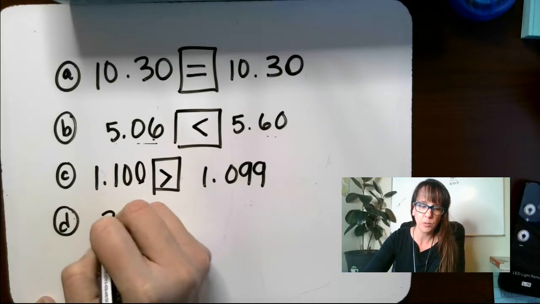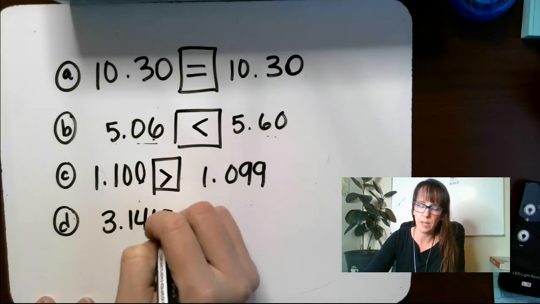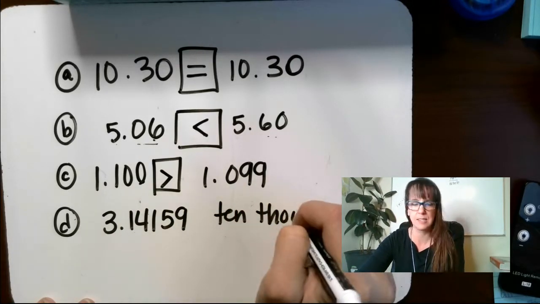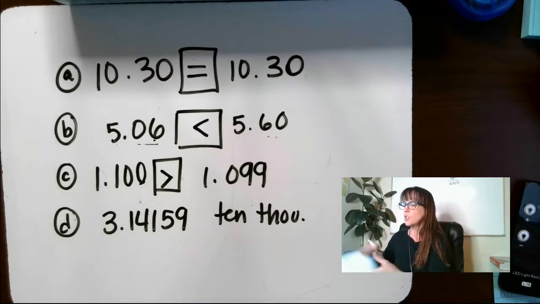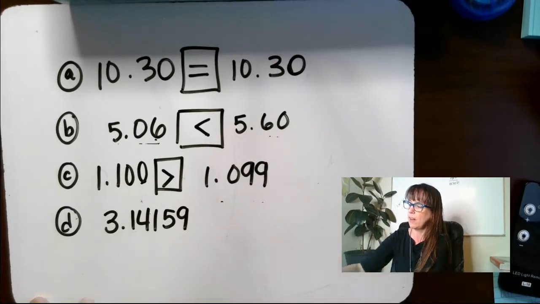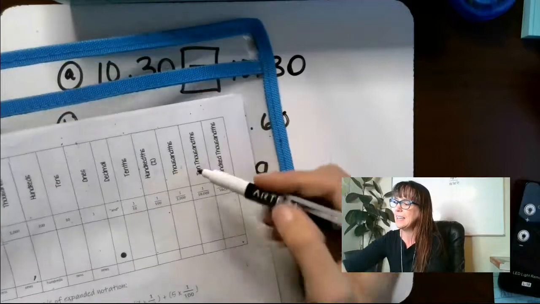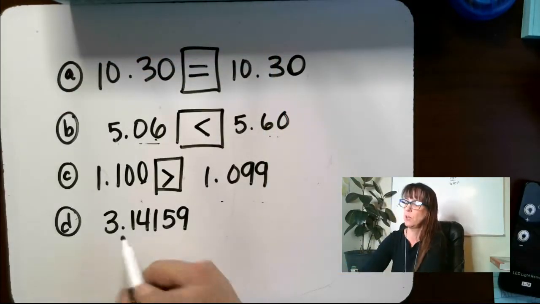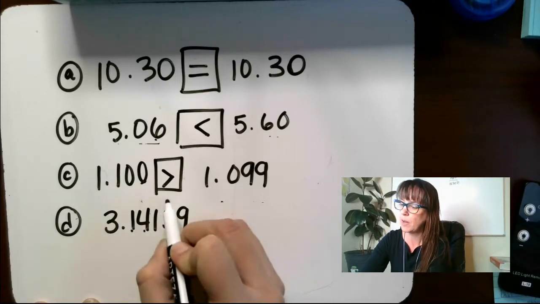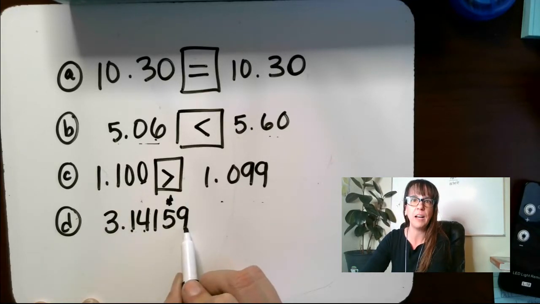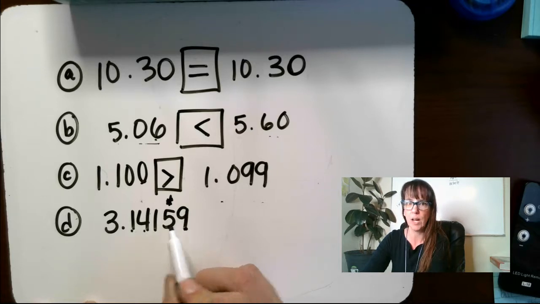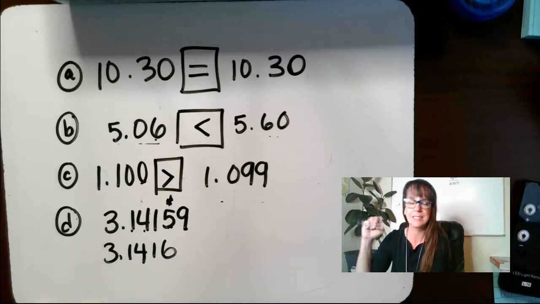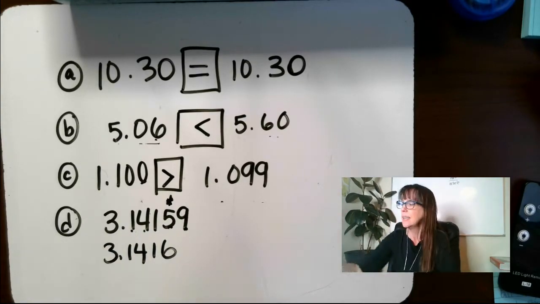D, round 3.14159 to the nearest 10 thousandths. So what that means is you're going to take 3.14159 and your 10 thousandths is your 1, 2, 3, 4th spot after your decimal. 1, 2, 3, 4th spot here. This is greater than 5, so that's going to boost this one up. So it's going to be 3.1416. All right, so that was D.